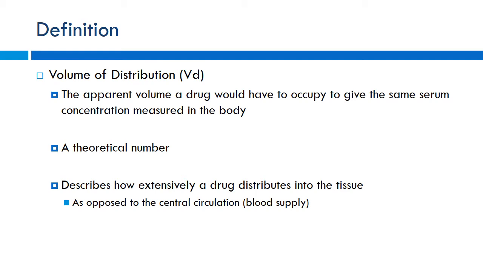But essentially, if you're looking at volume of distribution of a drug, it's the apparent volume a drug would have to occupy in order to get the same serum concentration measured in the body. It's not a very good definition, but that's the definition we have. It's a theoretical number, essentially.